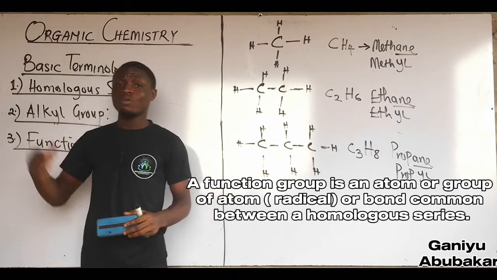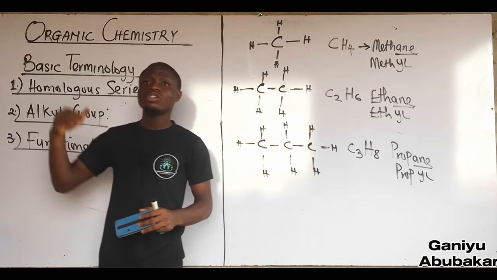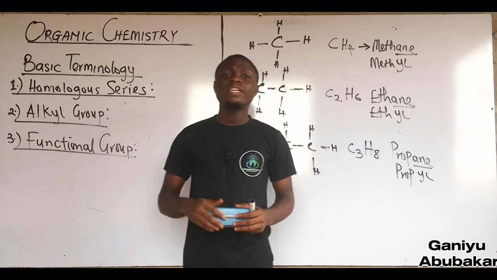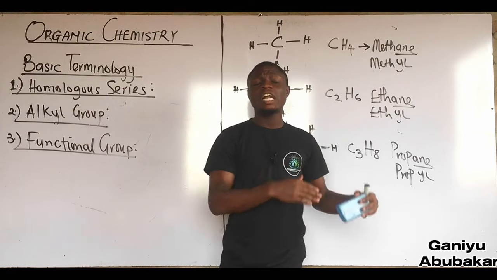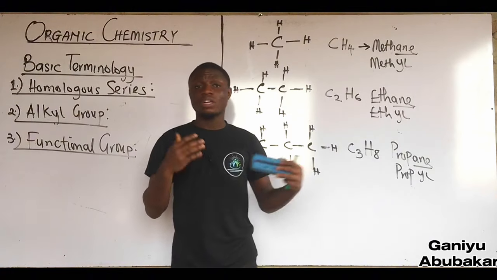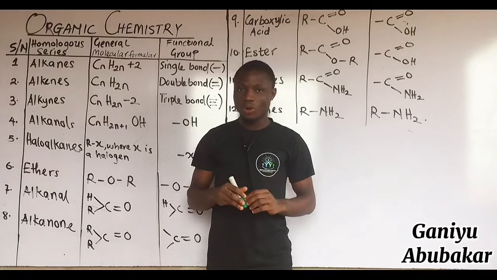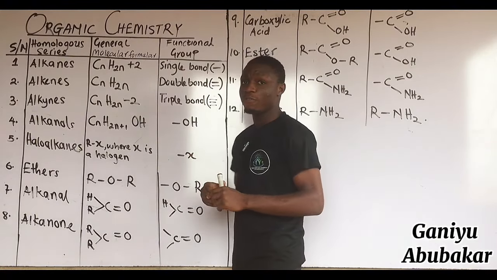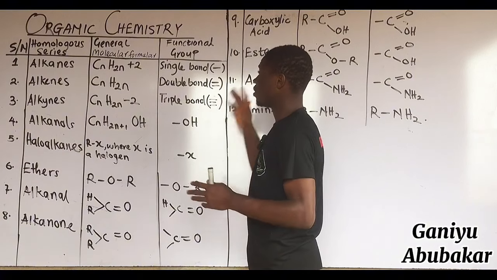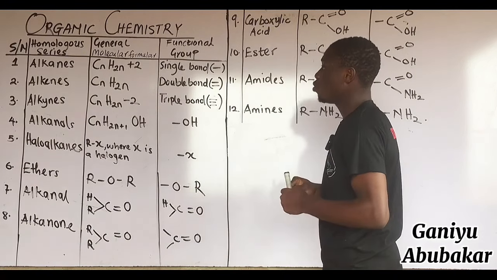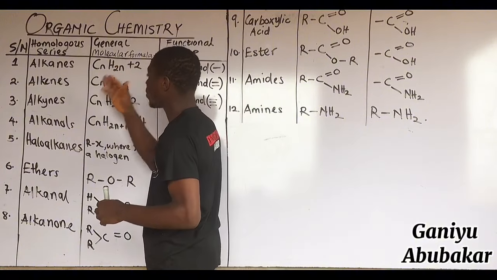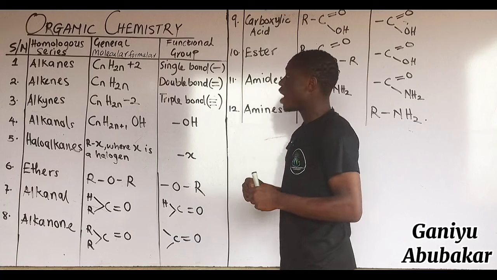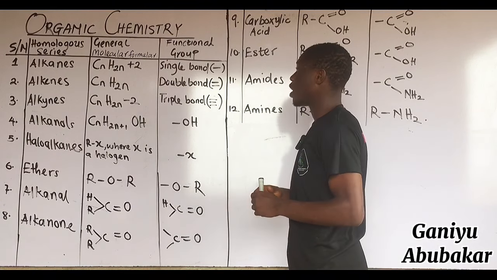When it comes to functional group, we're looking at the single bond, double bond, and triple bond. Very shortly, I will give you a table that contains several homologous series, their general molecular formula, and the functional group, as you can see in front of you. So this ranges from the alkanes, the alkenes, the alkynes, alkanols. We have like 12 homologous series here, with their general molecular formula and their functional group.